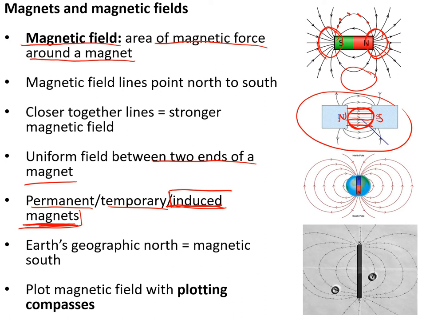Now, the Earth has its own magnetic field, which is how compasses work, because a compass always points towards the North Pole. Now, we have to be clear on the difference between the geographic North and the magnetic North. The geographic North is actually the magnetic South of the Earth, and that's why the North of a compass needle points towards the geographic north, because that's actually the magnetic south pole of the Earth.